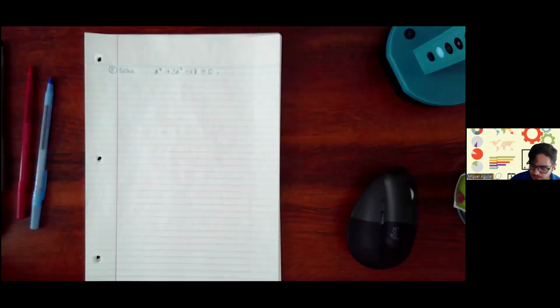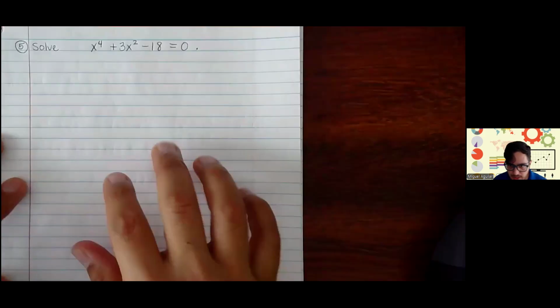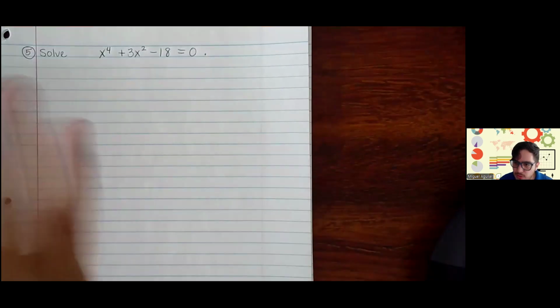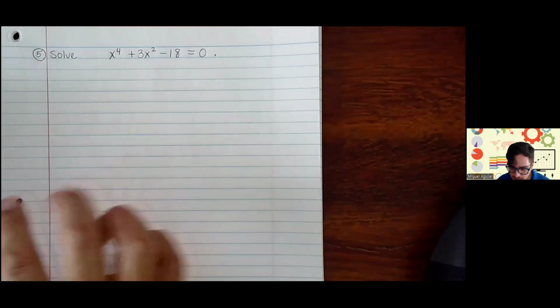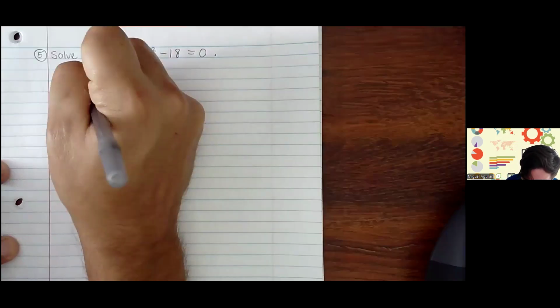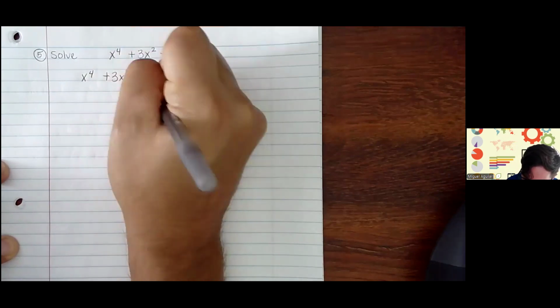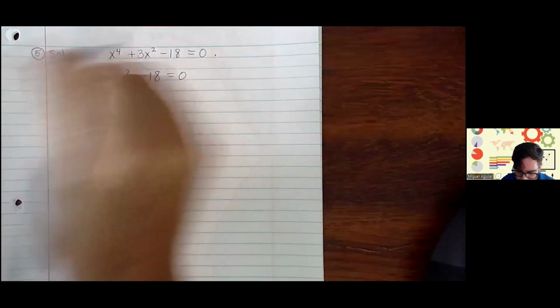All right, last example here. It's going to be straightforward. I'm going to try to pick up speed just since we saw one that was a little bit slower. I'm going to do a little bit less annotation, a little bit less commentary. So let's just dive right in. I'm going to rewrite the question: x to the 4th power plus 3x squared minus 18 equals 0.